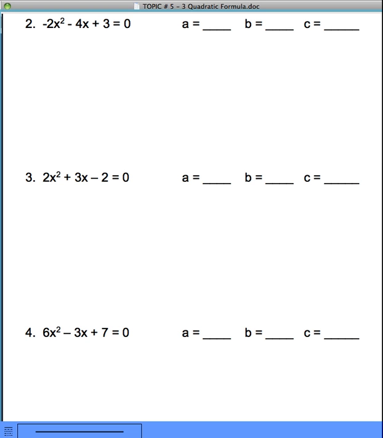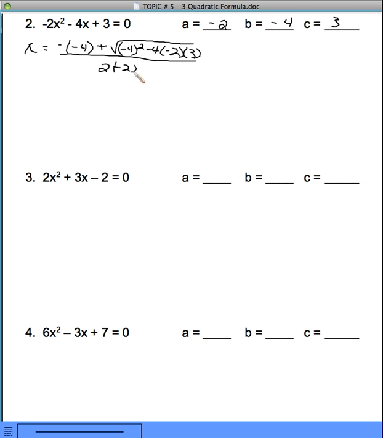So we have x equals negative 4 plus or minus the square root of negative 4 squared minus 4 times negative 2 times 3 over 2 times negative 2. A is negative 2, B is negative 4, and C is 3. Okay.